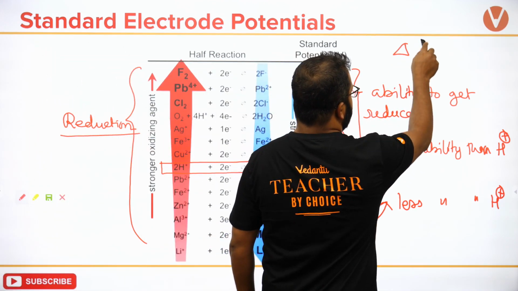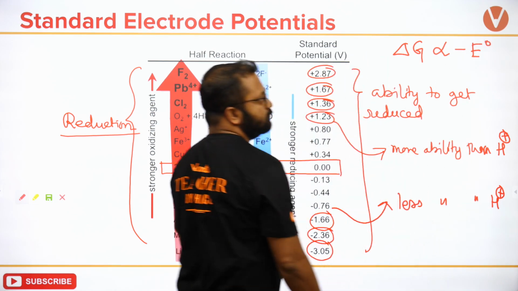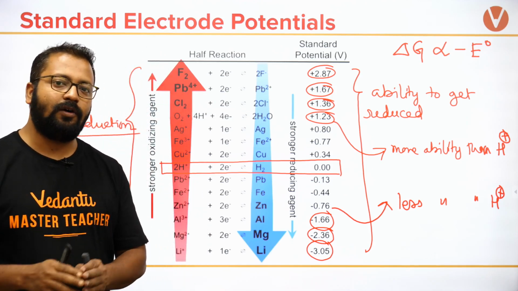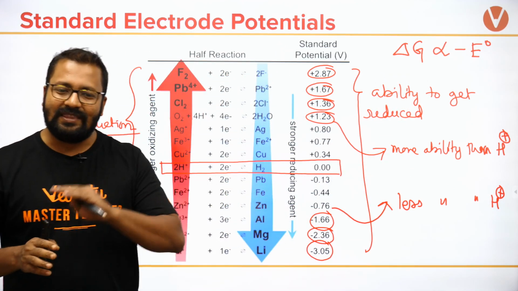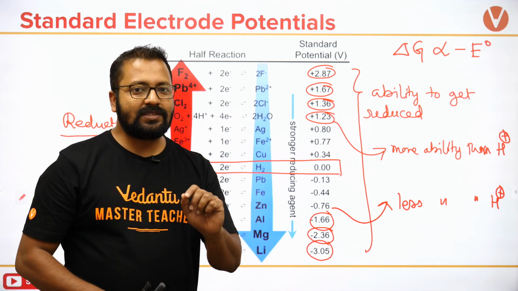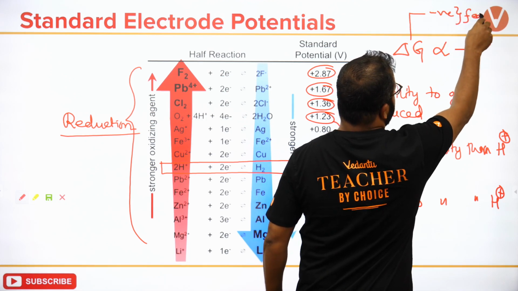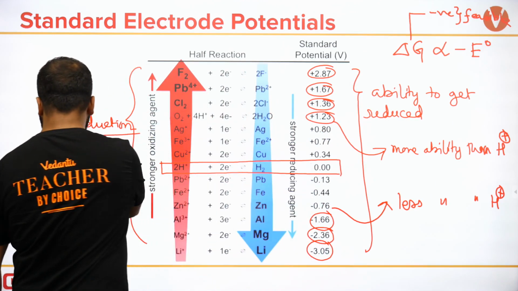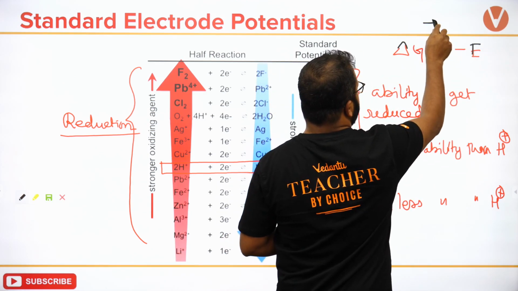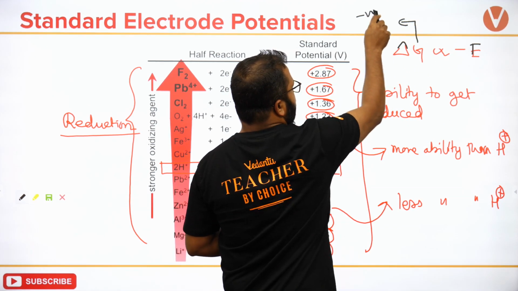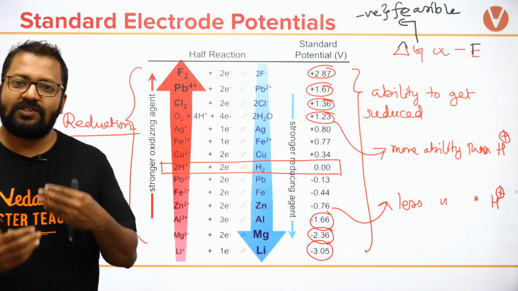because delta G, we will study this ahead, delta G is proportional to minus of E naught. Do you know this part, that if delta G is negative, it means feasible. If delta G is positive... if it is negative, we will say it is feasible. Let me write it with a different color. If it is negative, it means feasible.